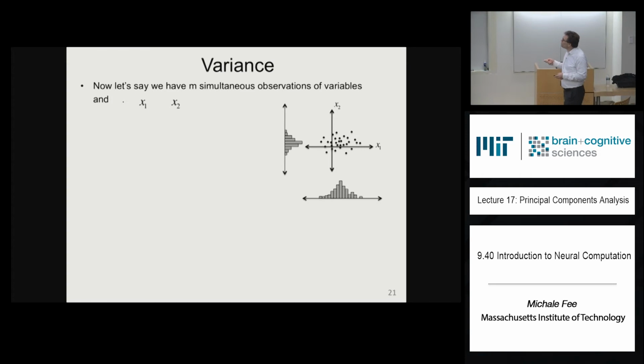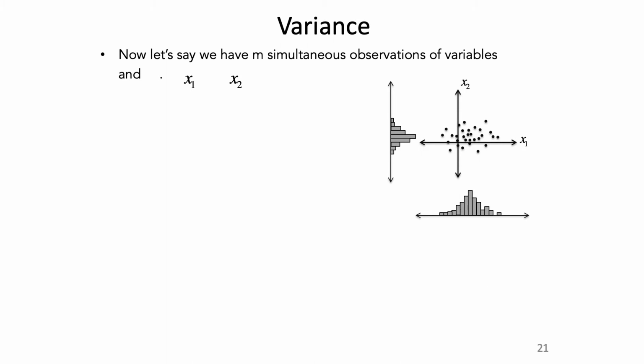All right, so let's say that we now have m different observations of two variables: pressure and temperature.